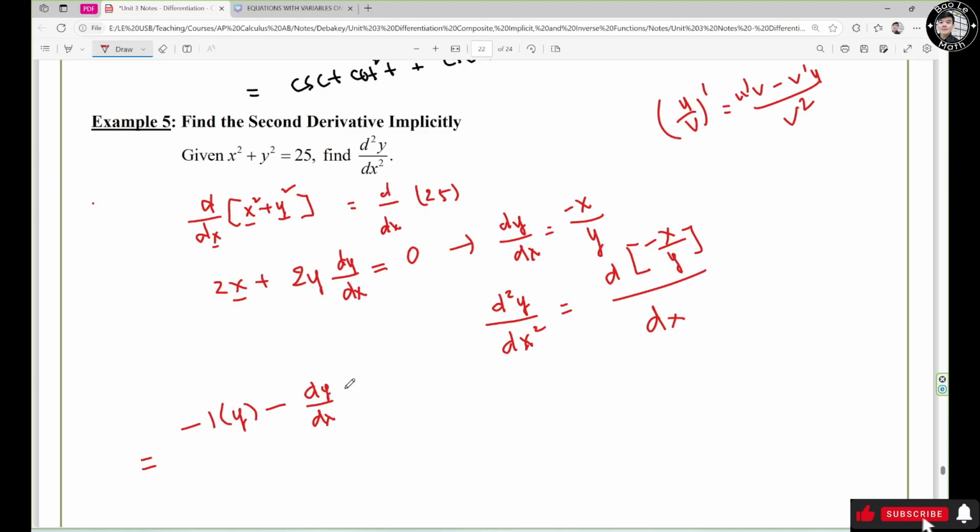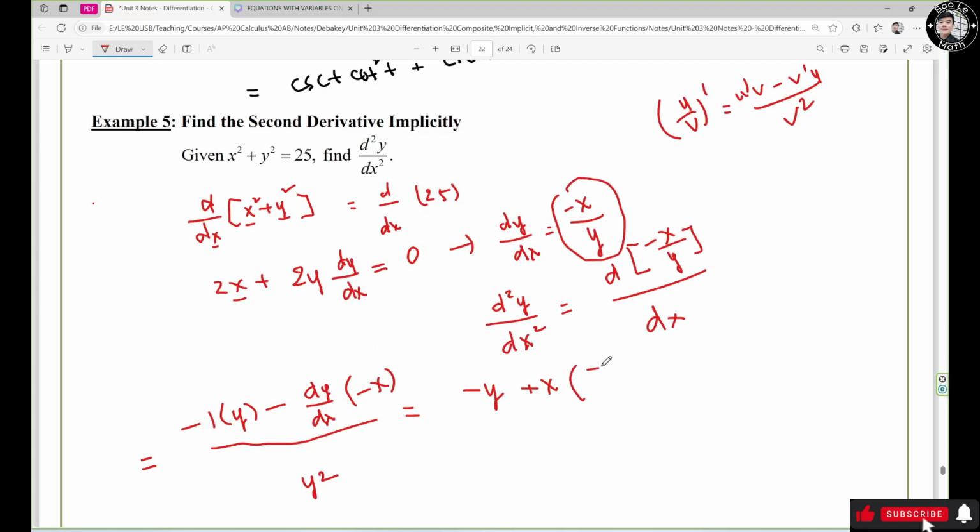Times u, which means negative s, over v squared, which means y squared. Now I'm going to simplify this. Negative y, and now negative s and negative y becomes positive, so it could be plus s times dy over ds, but dy over ds equals this one right here. So I just substitute it over here.